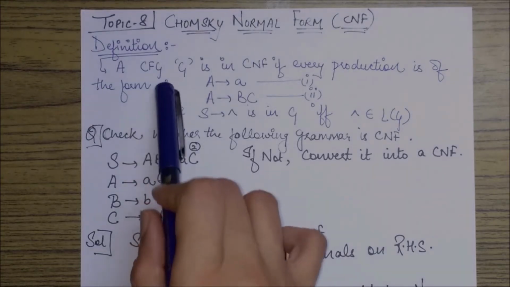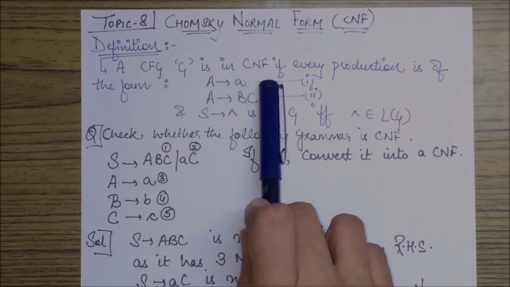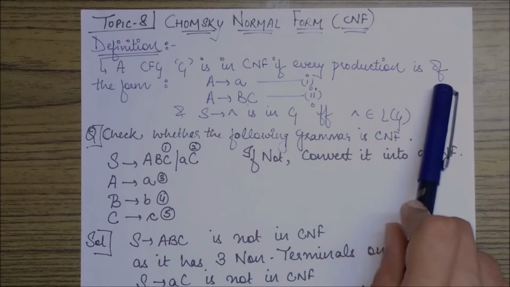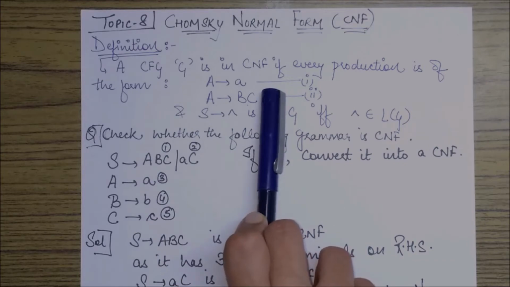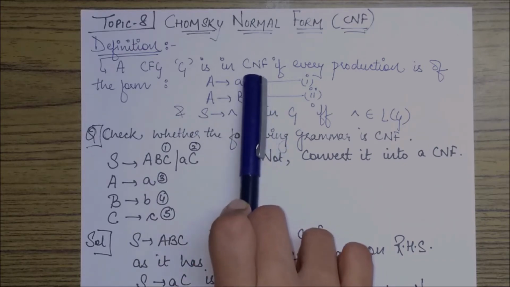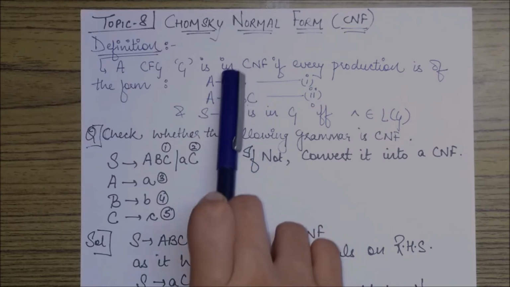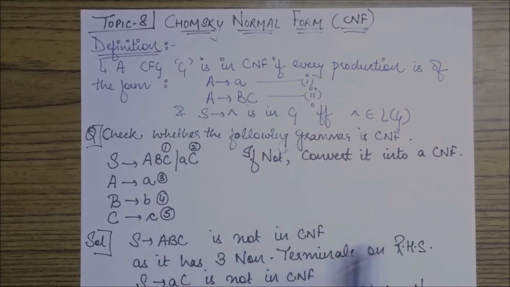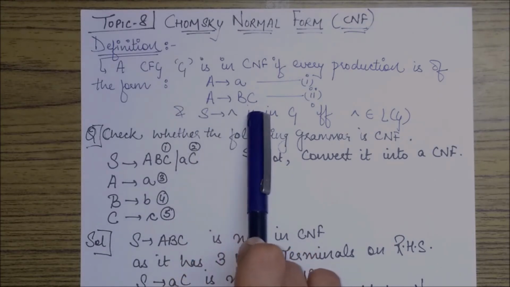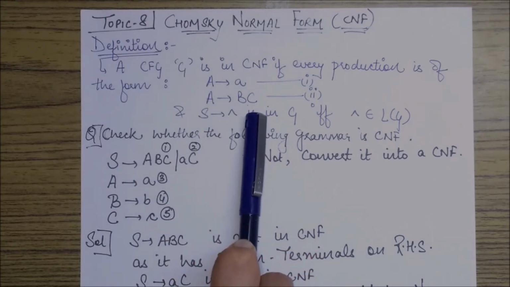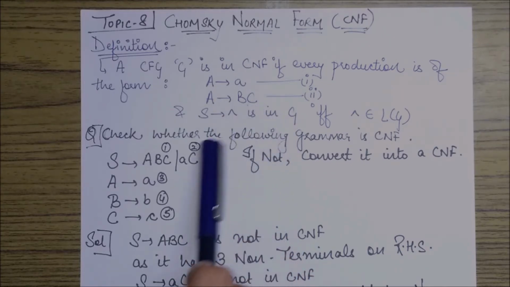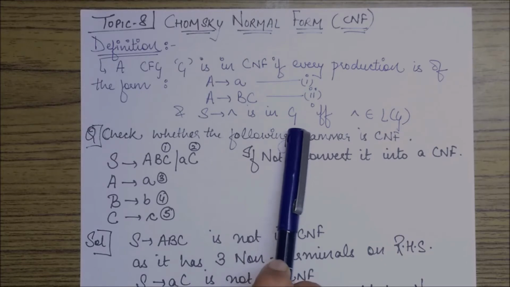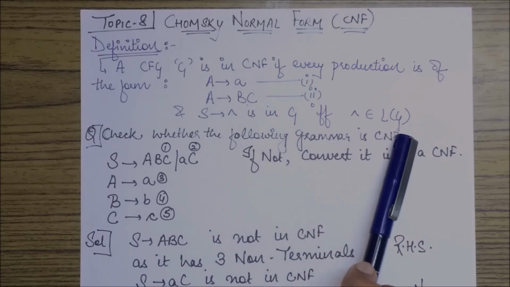It says that a context-free grammar G is in Chomsky normal form, CNF, if every production is of the form A goes to a, that is, a non-terminal going to a single terminal. The point to note here is that we have a single terminal on the right hand side. Or a non-terminal going to two non-terminals, both written side by side, that is A goes to BC. It also has an additional condition, which is that S goes to null is in the grammar G if and only if null belongs to the language of G.